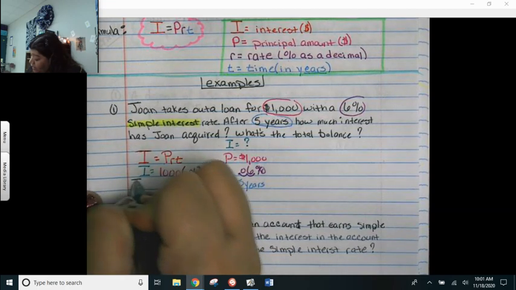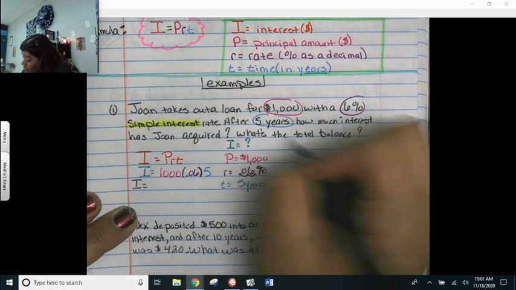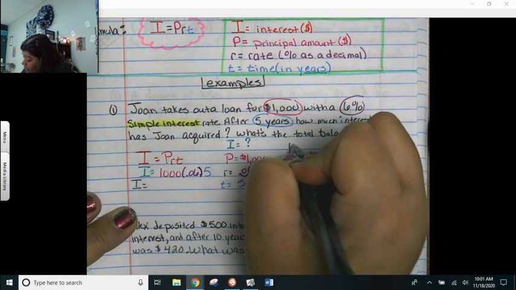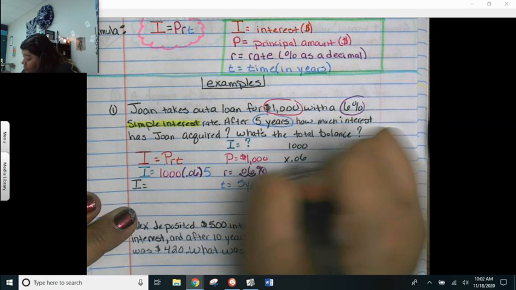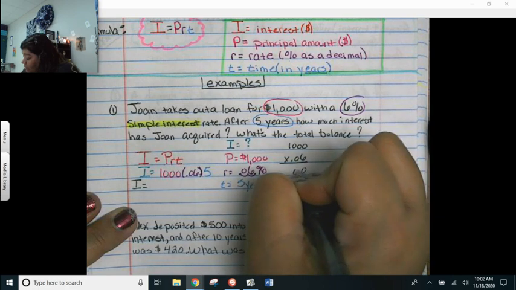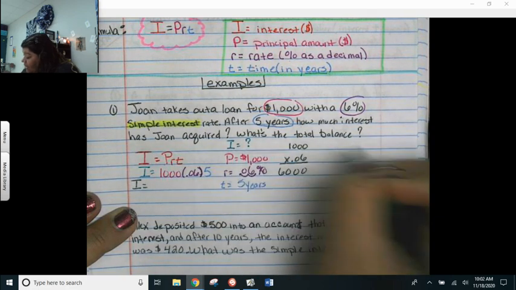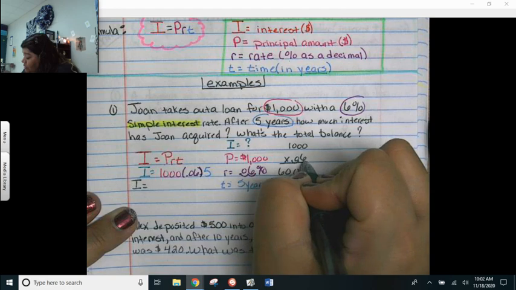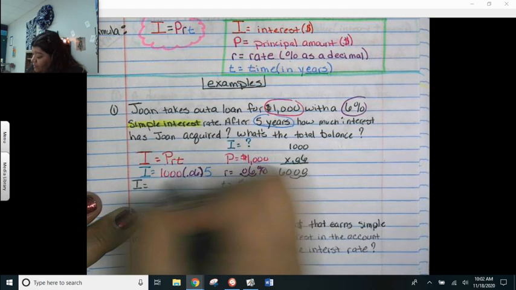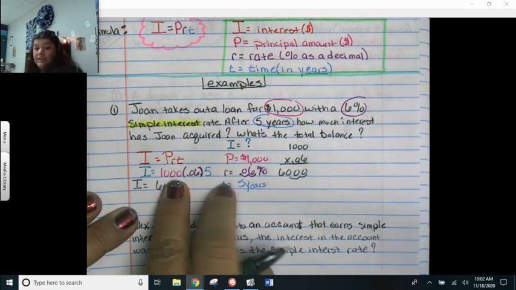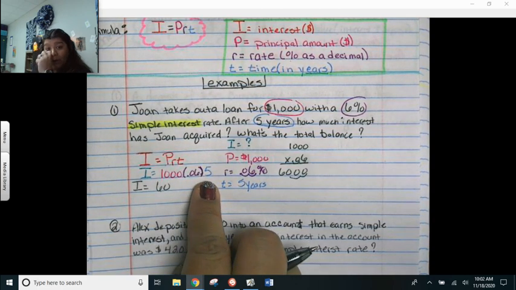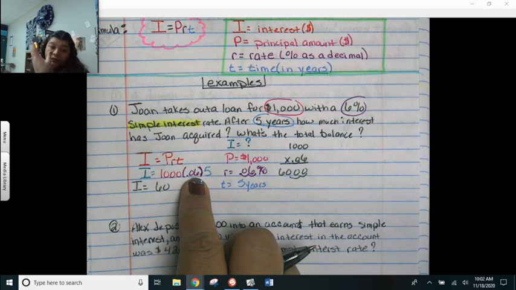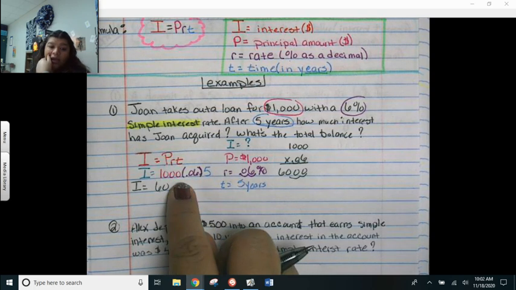So I'm going to do I equals, and I'll do my multiplication here off to the side. So I'm going to do 1,000 times 0.06, and you can multiply however you want. And what do I mean by that? Let me show you. What I mean by that is I could have done 1,000 times 5 and then times 0.06. So it doesn't matter the order you're going to multiply these three numbers. Do it however you want. Okay. Here I'm just going in order so I don't forget anything.